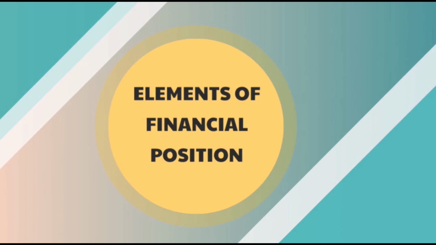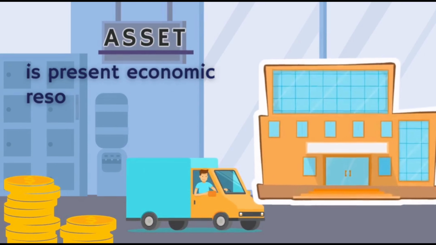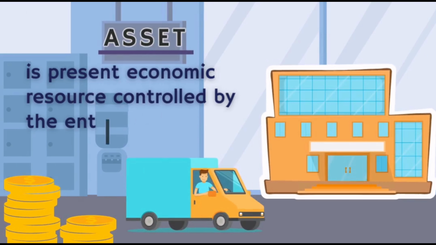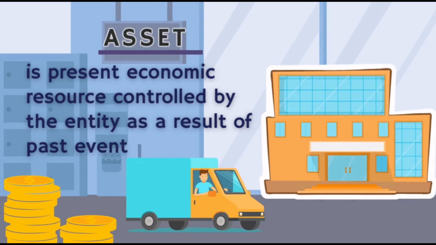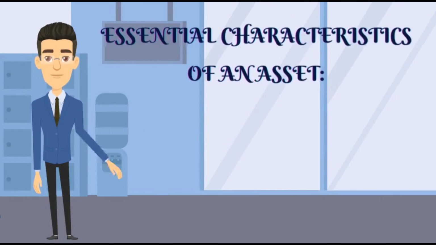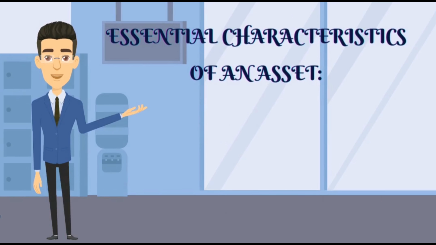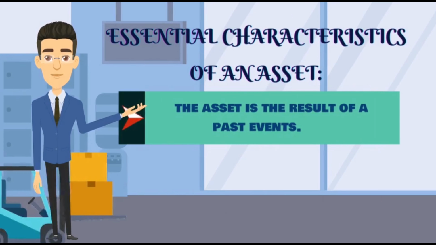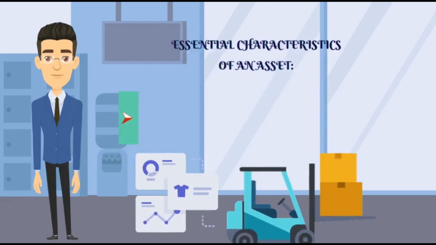Elements of financial position. Asset is a present economic resource controlled by the entity as a result of past events. To further understand what really an asset is, here are the essential characteristics of an asset. First, the asset is the result of a past event.